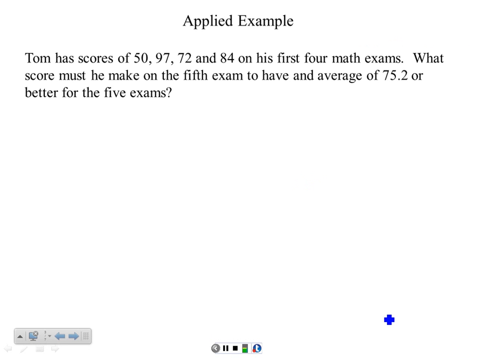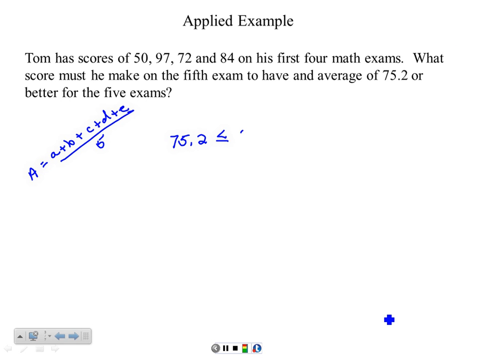Alright, so let's try an applied problem. It says Tom has scores of 50, 97, 72, and 84 on his first 4 math exams. What score must he make on the 5th exam to have an average of 75.2 or better for the 5 exams? Well, if you remember your average formula, we talked about this earlier, average is going to be the sum of the elements, in this case we're talking about 5, divided by the number of elements. So he wants an average of a minimum of 75.2 or equal to.